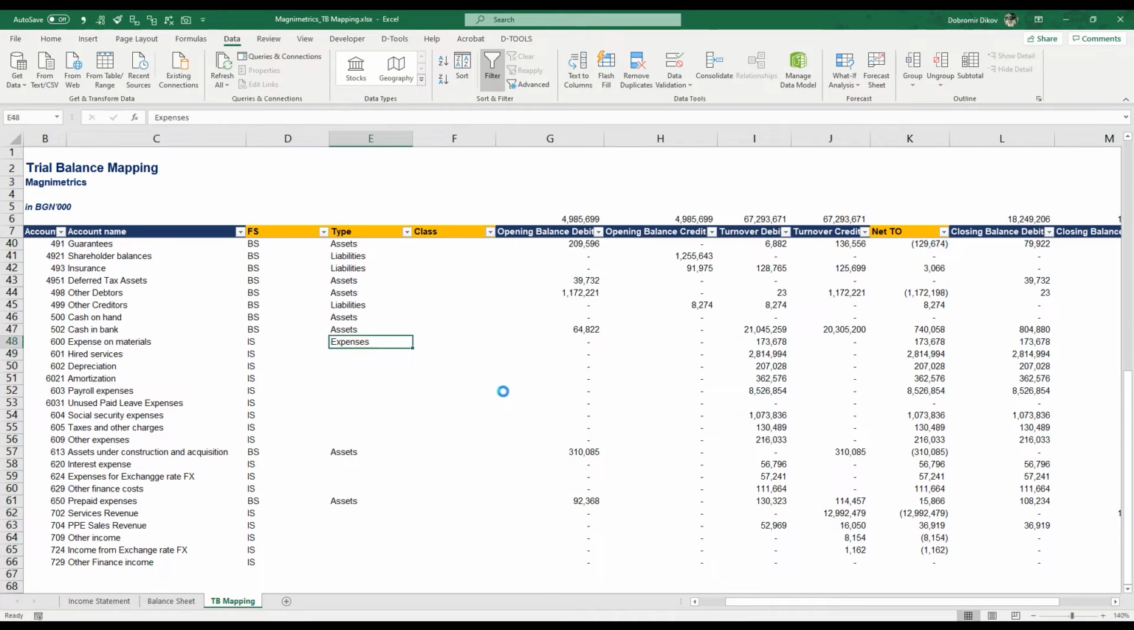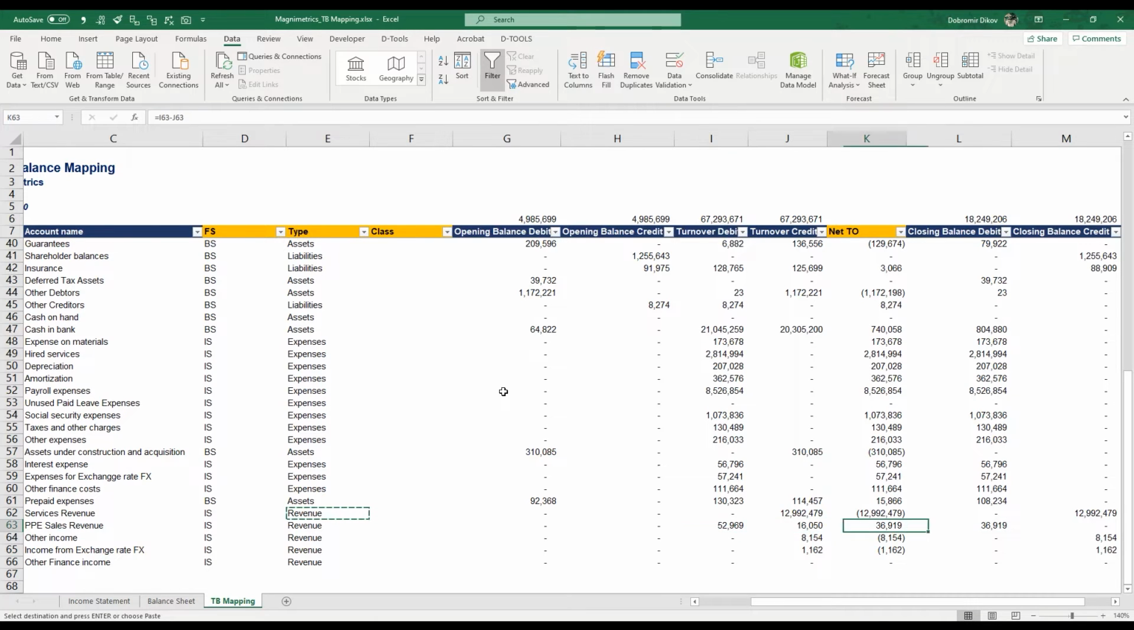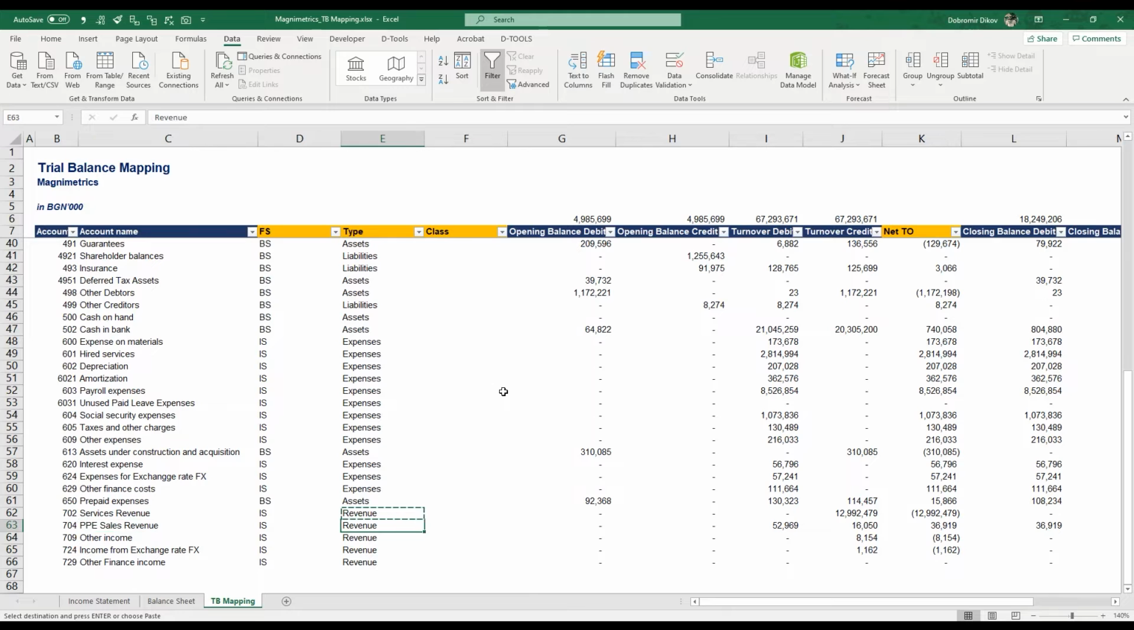Here we have expenses, and those are all expenses all the way to here. This one as well, and other finance costs. And we also have some services revenue. This is going to be our revenue. PPA sales revenue as well. Other income. Yep, other income as well. And other income from exchange rates, FX, and other finance income. What I'm not seeing here is that our PPE sale, the sale was for less than the book value, so we're pretty much getting a loss on it, but we're still going to leave it as a revenue because we're going to put it in other income with a negative sign.